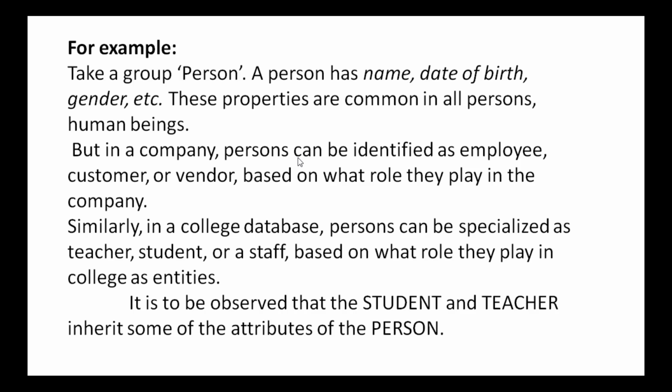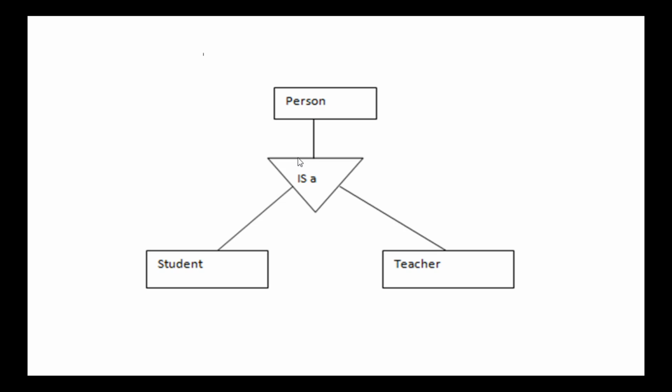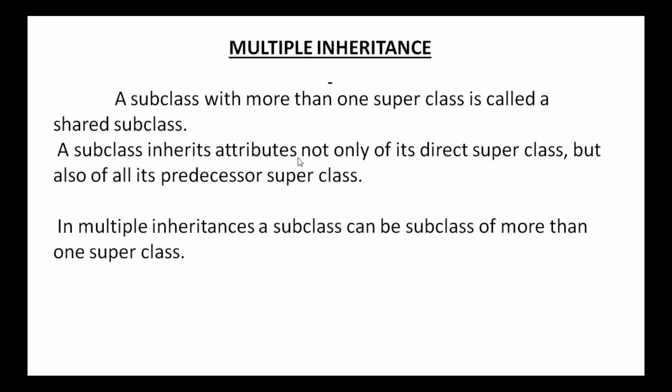So it is observed that the student and teacher inherit some of the attributes of the person. Both student and teacher belong to the person. Just see this diagram: a person is a student, a person is a teacher. The person contains the common characteristics, whereas student and teacher contain the unique characteristics. So the ISA relationship specifies the subclass relationship with the super entity type.